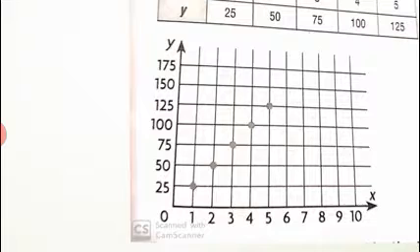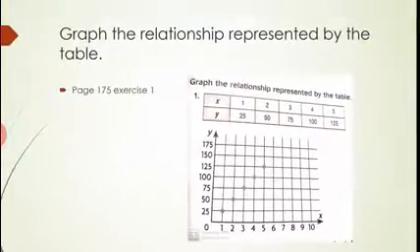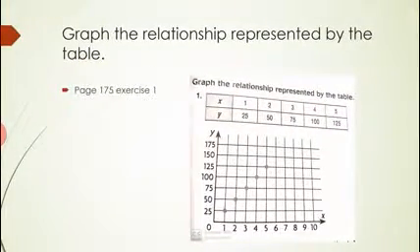In the first quarter, we have studied the coordinate plane. We say that the horizontal axis is called the x-axis and the vertical axis is called the y-axis. So, if we want to graph the relationship represented by a table, we have to bring the table before.